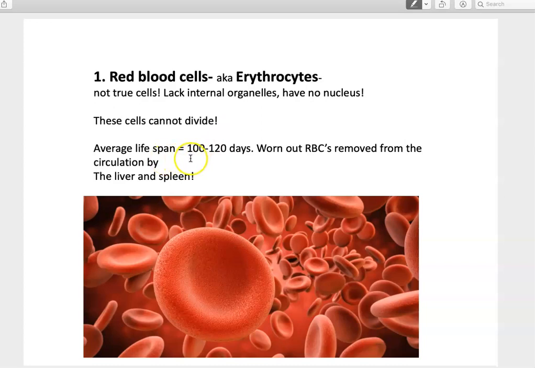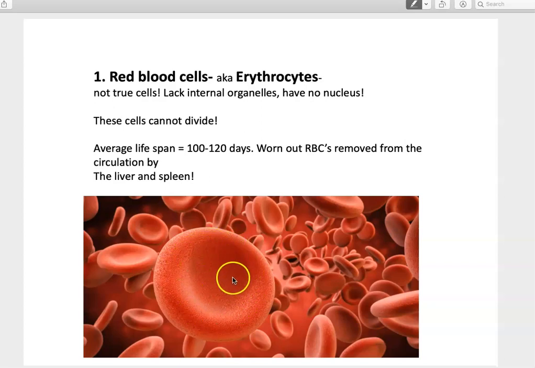Their average lifespan, once they're released into the blood, is about 100 to 120 days. And once they start getting old, around 110, 120 days, these worn out blood cells are going to be taken out of the circulation by two organs, the liver and the spleen. So I just want to have you look at the shape of this red blood cell, and we'll talk about it on the next slide.